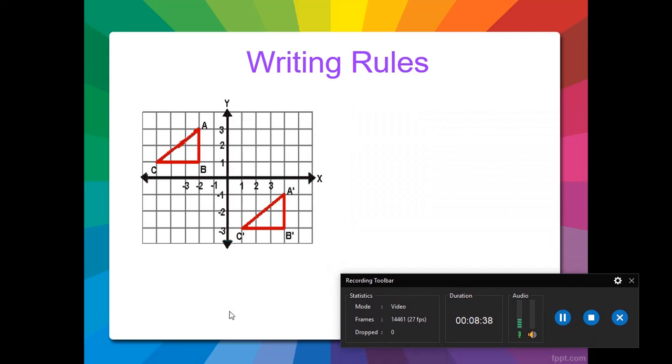Now we can look at an image and also come up with our translation rule. You can select one point to focus on. Maybe we focus on A, and we want to move left or right. And it looks like my figure is moving to the right. So we have 1, 2, 3, 4, 5, 6 blocks to the right. So that's a positive move. And then down 1, 2, 3, 4. So my translation rule is going to be +6 and -4.